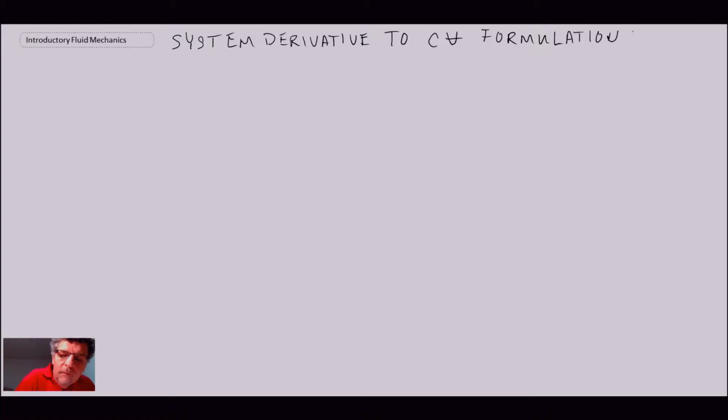Okay, in the last segment, what we did is we derived the equation that enables us to convert the system derivative to a control volume formulation, basically the time derivative. And we looked at deriving this for intensive or extensive properties, expressed as being the extensive property. This is what the equation would be.